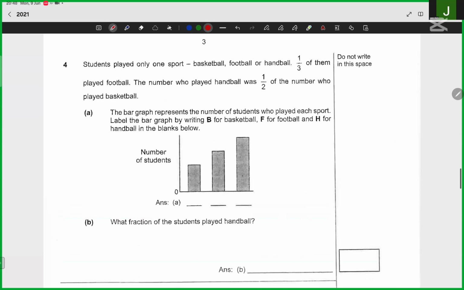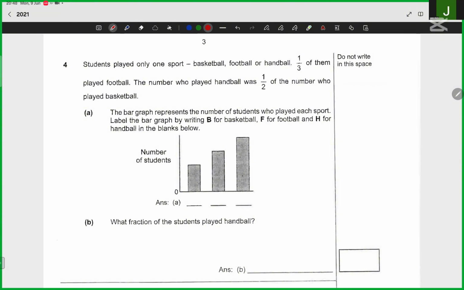Okay, question 4. Question 4 shouldn't be too hard. Students only played one sport, basketball, football, or handball. 1/3 of them played football. The number who played handball was half of the number of students who played basketball. The bar graph represents the total number who play each sport.